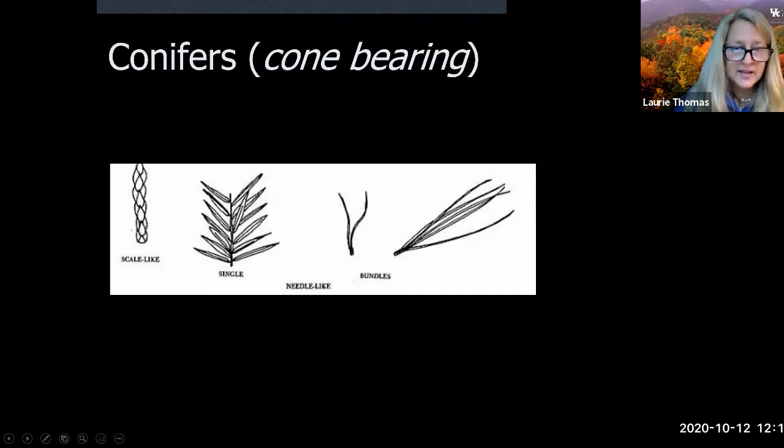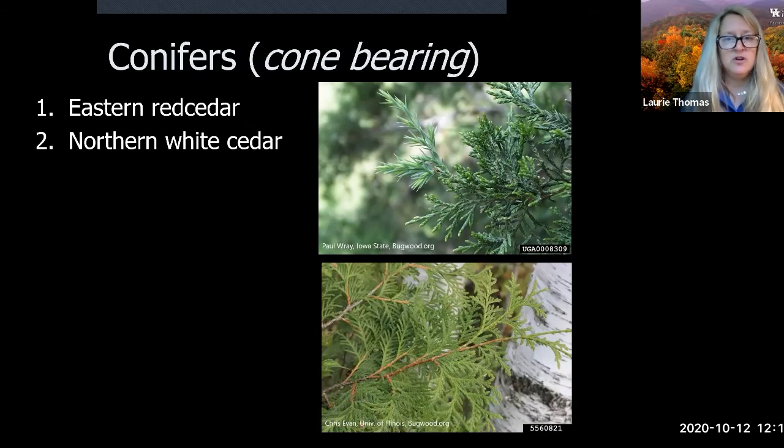And they're held together by a woody, corky cup that they sit in, it looks like. And those can have V2 up to 5. Let's take a look at a few of them. Here are two of ours that have compressed, overlapping, scale-like needles: our eastern red cedar, the one here on the top, and our northern white cedar.